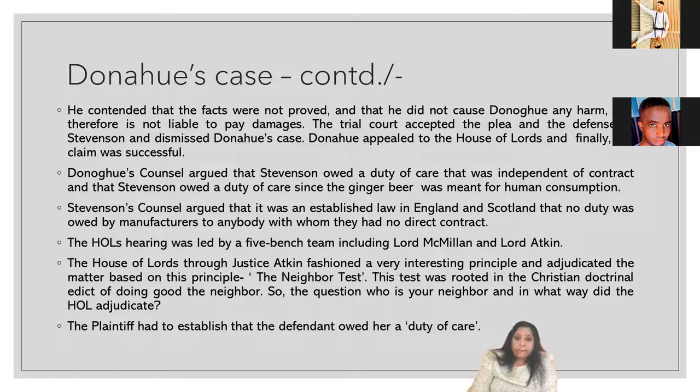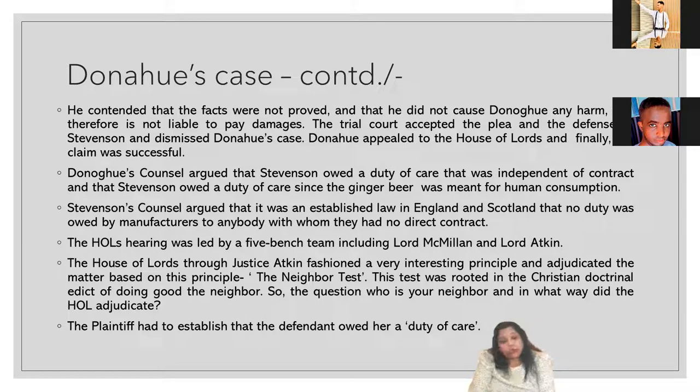Then Donahue appealed. She went in appeal. You appeal from the lower court's judgment to the higher court. Donahue then appealed to the House of Lords. And finally, her claim was successful.